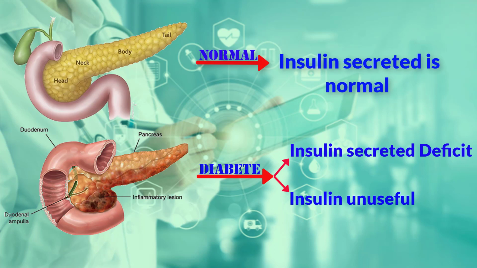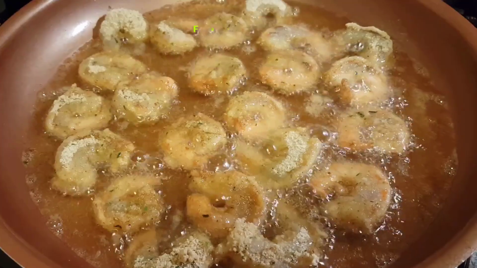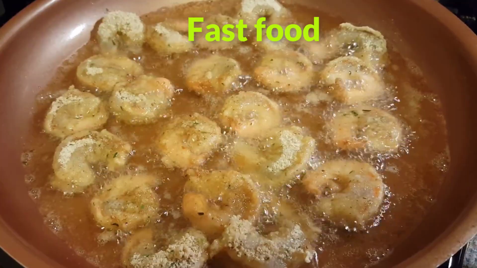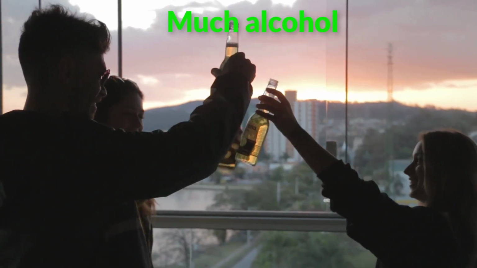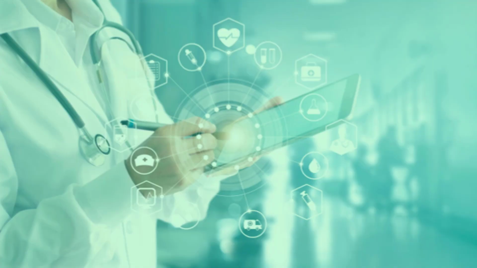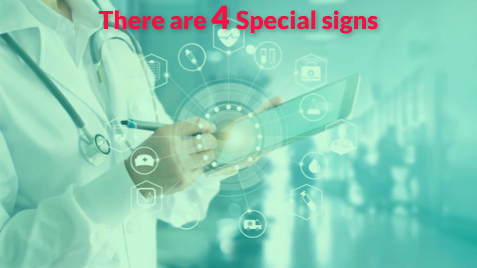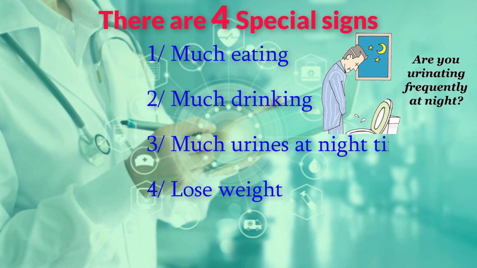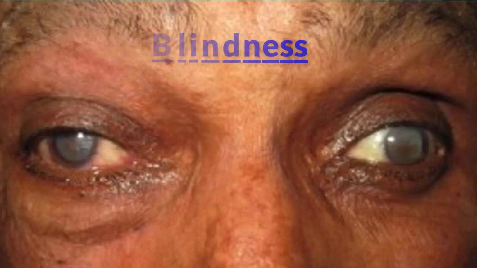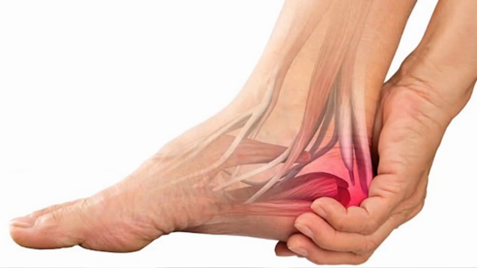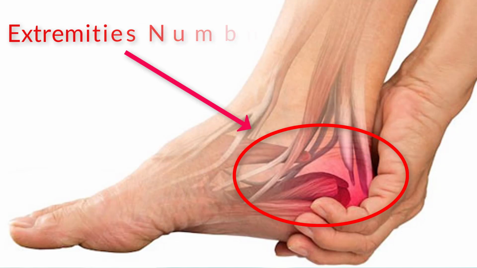Other causes are genetic and diet factors, too much alcohol drinking, and being overweight. There are four focal signs we should focus on: much drinking, much urine, much eating, but still losing weight. These four signs can make you suspect that you might have diabetes mellitus. Other signs like low vision and extremity numbness are the consequences.